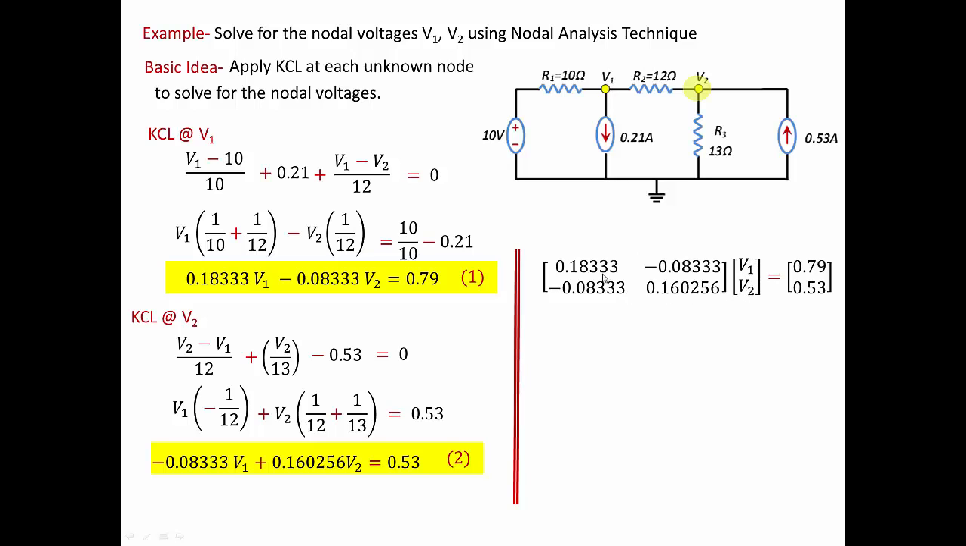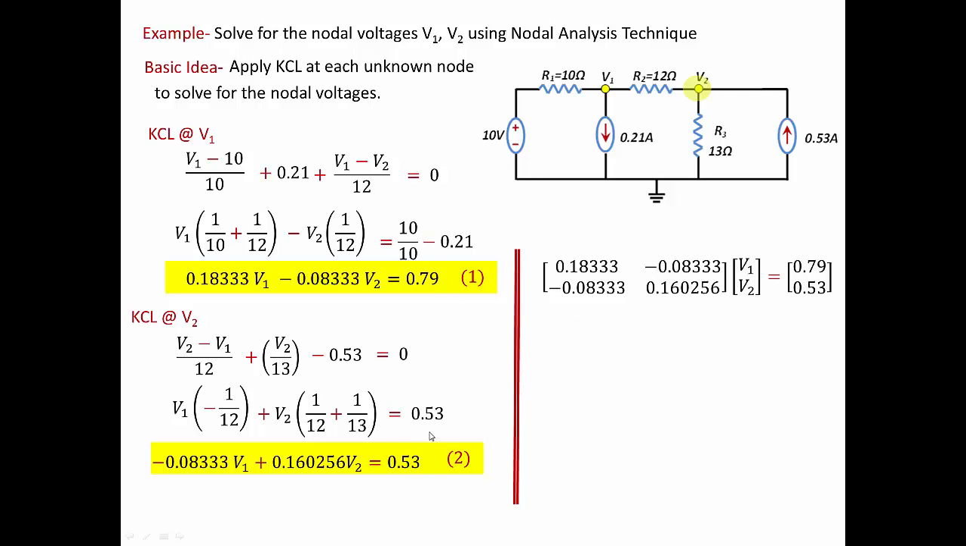Now you need to make sure that the order of the equations is correct, right? So make sure that you are a little bit articulate and organized when you set the equations. You always write V1 and then V2, so that when you transform the equations to the matrix it will be straightforward. This will equal basically the other side of the equations, which is the 0.79 and the 0.53.